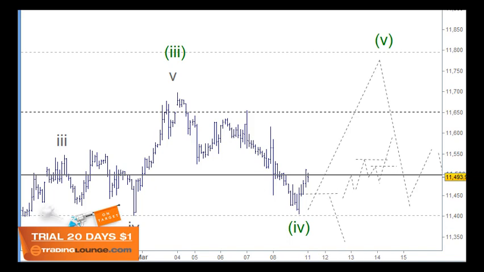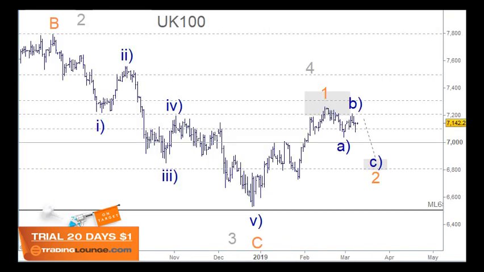The UK market, we can look at that next. We can look at it in the same way. I've got this count here in line with the US markets where we have wave 1 up here and we're looking for wave 2 to pull back here. We could also look at it slightly differently. We can also look at it as a wave 4 here as well.